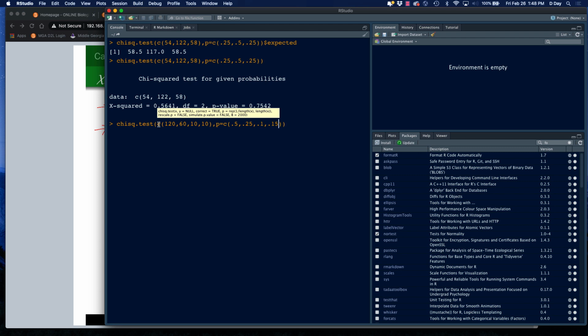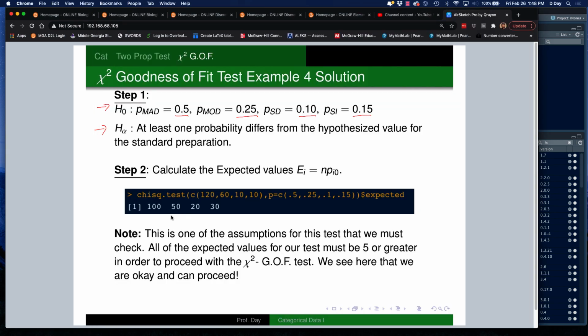Then I'm going to put the dollar sign expected, because before we run the test we should make sure that we should even be running this test. It shows me that the expected values were 100, 50, 20, and 30. Those are all greater than 5, so we're good to go. The assumption, remember, was that we must check the expected values to see if they were 5 or greater in order to proceed with our chi-square goodness of fit test. We've checked our assumption, we feel comfortable, we're moving forward.